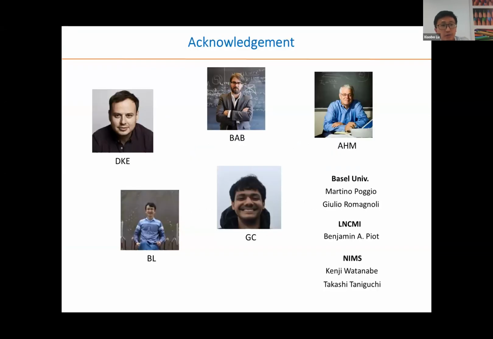At first, I would like to acknowledge my collaborators, especially Dmitri, who is leading the experiment. On the theory side, it's done by Bill, Andrei, Gareth, and Alan. We also got strong support from other groups, like Martino's group from Basel, Benjamin's group in Grenoble, and the Japanese group who gave us very nice bilayer crystals.